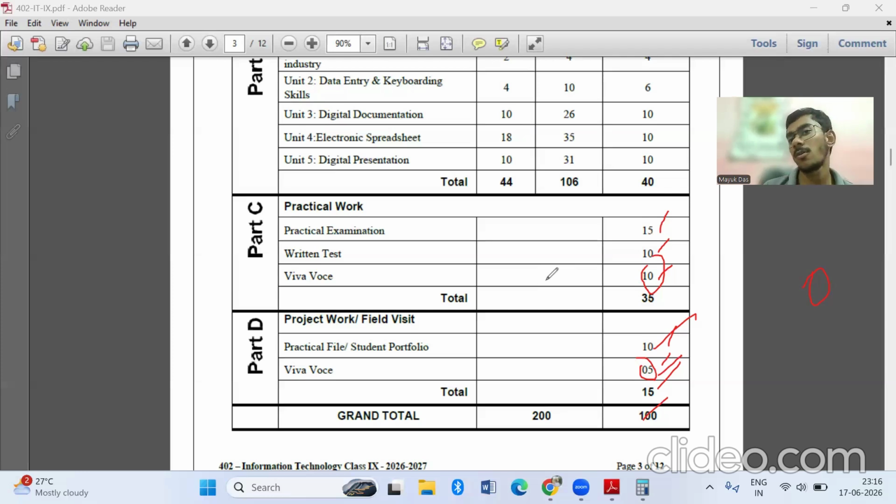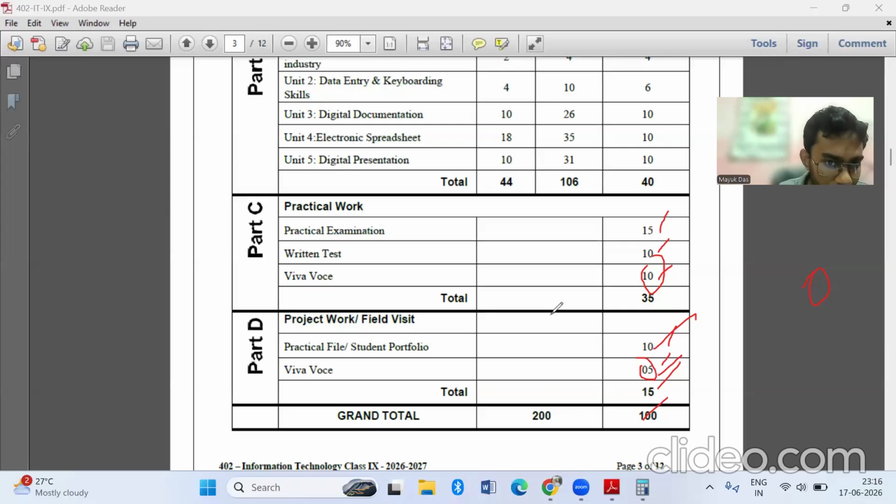See, if a student fails to complete her portfolio completely, then the teacher cannot do anything. So from the student side also, minimum effort is required. If the student makes a portfolio in a very beautiful way, then it is very good.